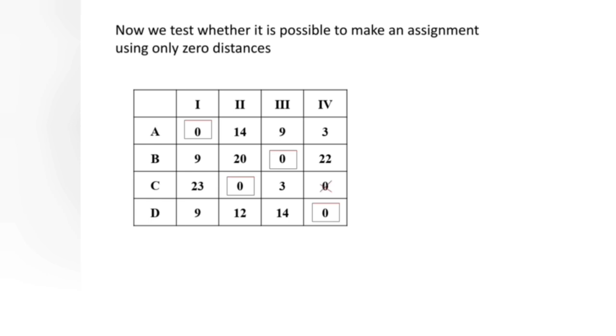Now check whether all the rows and columns have an assignment. In the first row, there is one assignment. Second row, there is one assignment. Third row, an assignment is there. Fourth row, an assignment is there. Likewise, in the first column, one assignment is there. Second column, there is one assignment. Third column, an assignment is there. And fourth column, an assignment is there. So we got the optimal solution.